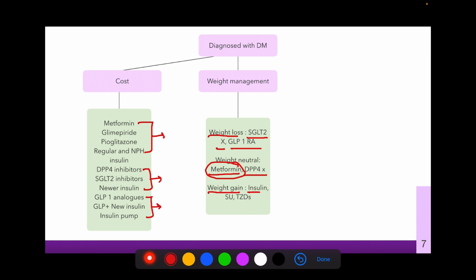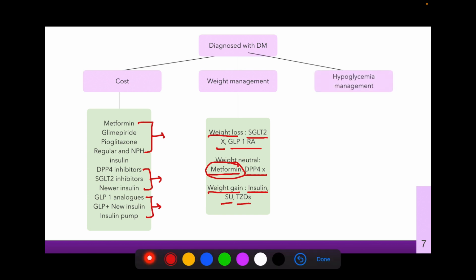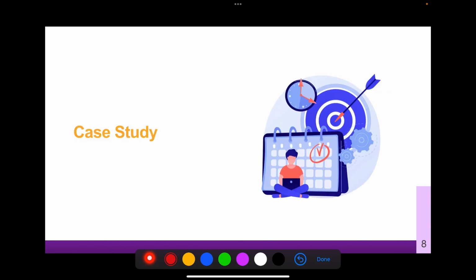Weight gain is caused by insulin, sulfonylureas and thiazolidinediones. If your main goal is to prevent hypoglycemia, then there are only two drugs which cause it: one is the famous insulin, second is sulfonylureas. These two cause hypoglycemia, and if you are treating any patient who has episodes of hypoglycemia, or you feel that the patient is at risk of hypoglycemia, mainly very elderly patients, you should always use these medications very, very carefully.